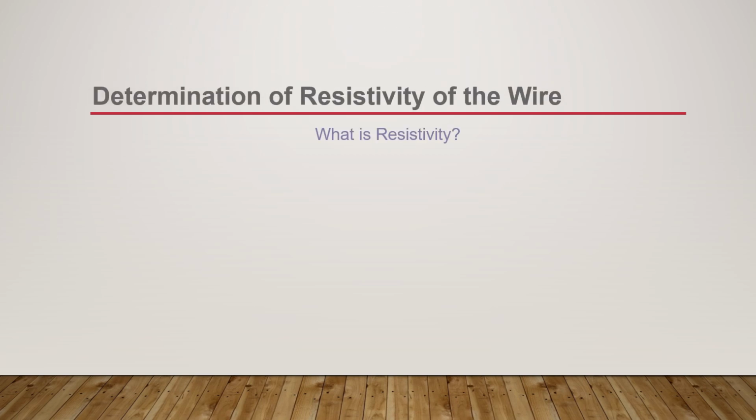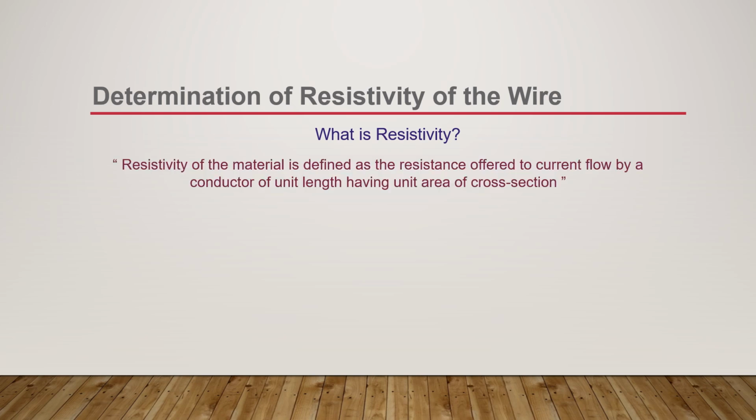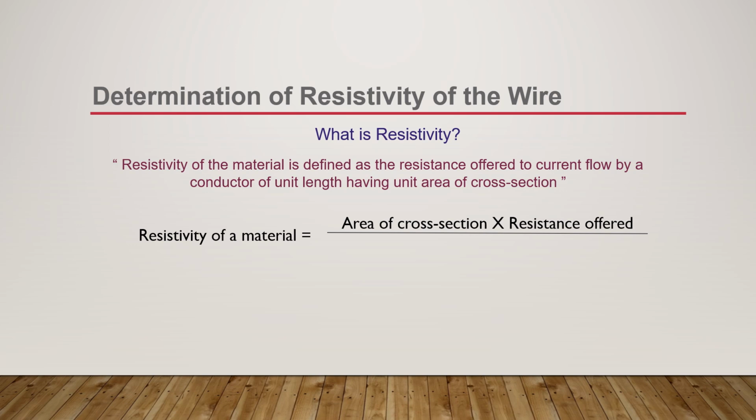Next, the determination of resistivity of the wire. First, what is the resistivity? Resistivity of the material is defined as the resistance offered to current flow by a conductor of unit length having unit area of cross section. Its unit is ohm meter.